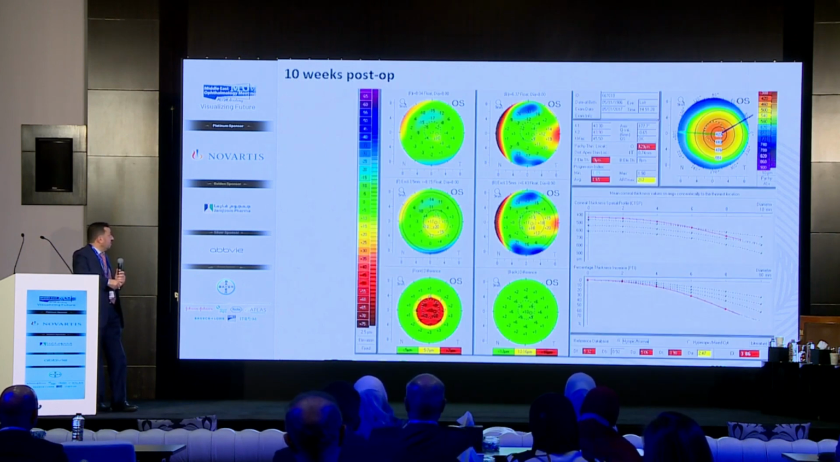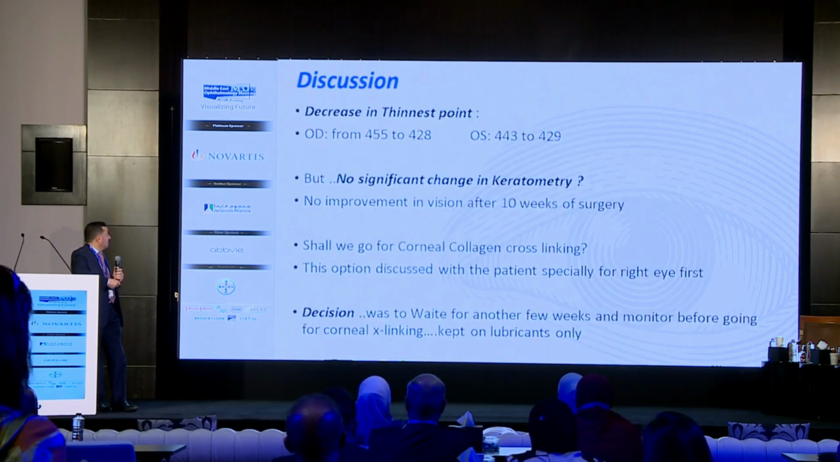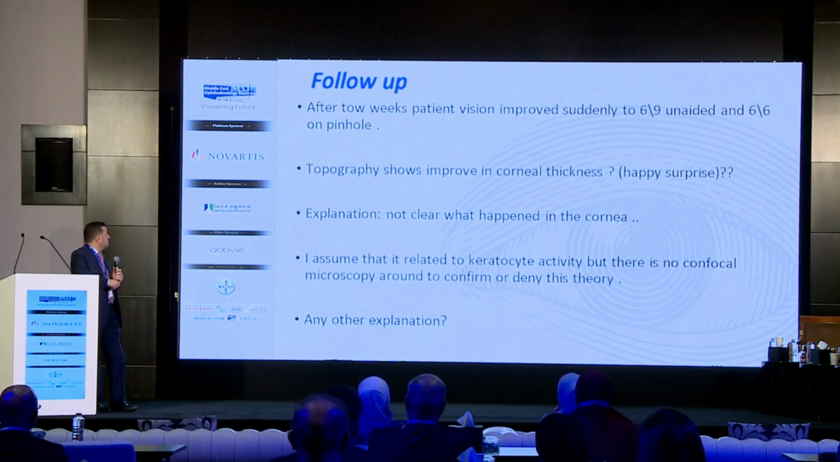This is the 10 weeks after the medical management. If we look at that comparison, we can see that the thickness has slightly decreased from 456 to 431, but the keratometry is the same. That encouraged me to discuss with the patient the pros and cons of cross-linking in this case, especially the possible haze and the possible decrease in vision. But the decision was to wait for another few weeks and monitor before going for CXL.